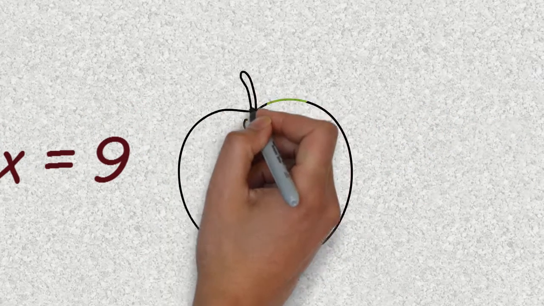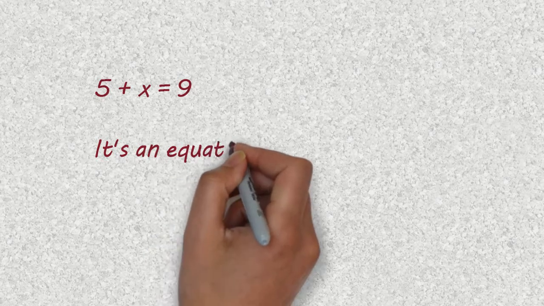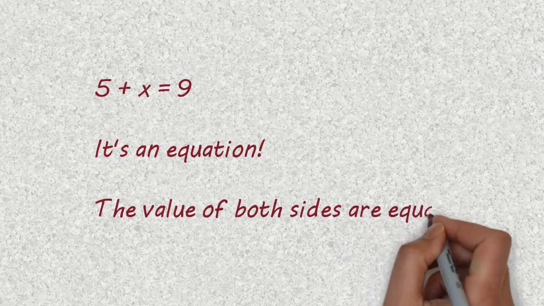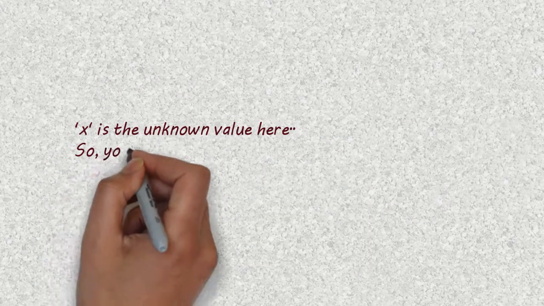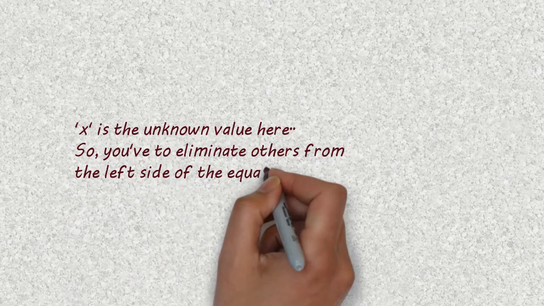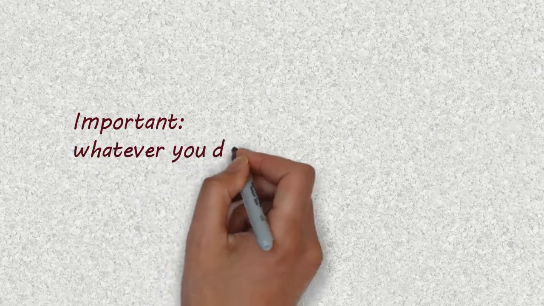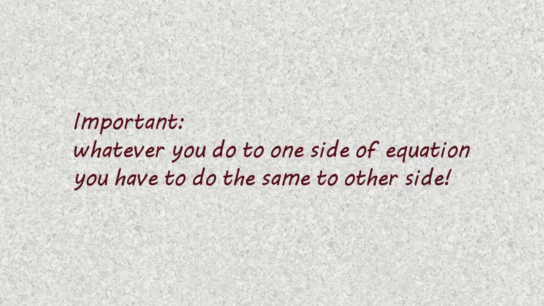So there will be an equation: you have 5 apples, your friends have x apples, so there will be a total of 9 apples. Now it's an equation, so the value of both sides must be equal. So the value of 5 plus x will be equal to the value of 9. Here x is the unknown value, so if we have to get the value of x, we have to eliminate the others from the left side. If we eliminate any number from the left side, we have to eliminate the same number from the right side. That's the rule of equation. Both sides should be equal all the time.